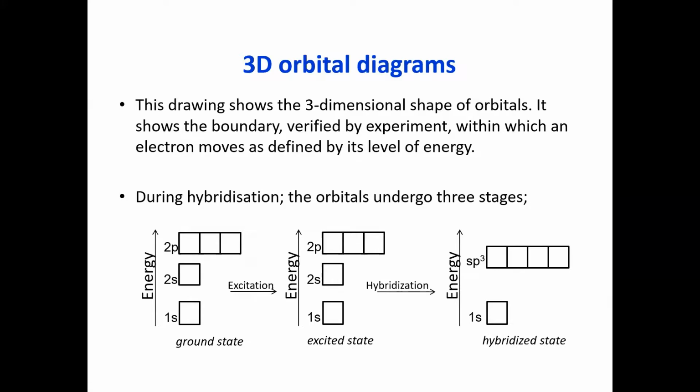During hybridization, the orbitals will undergo 3 stages. So what are the 3 stages? The orbitals will undergo changes from the first state, which is the ground state, and the next one, which is the excited state, followed by the hybridized state.